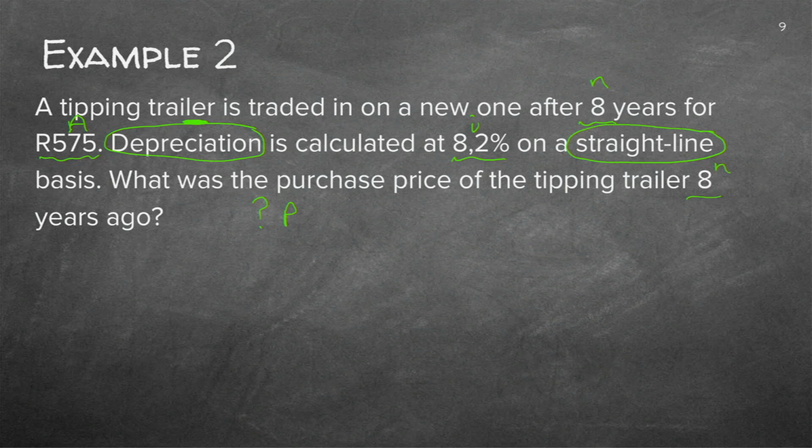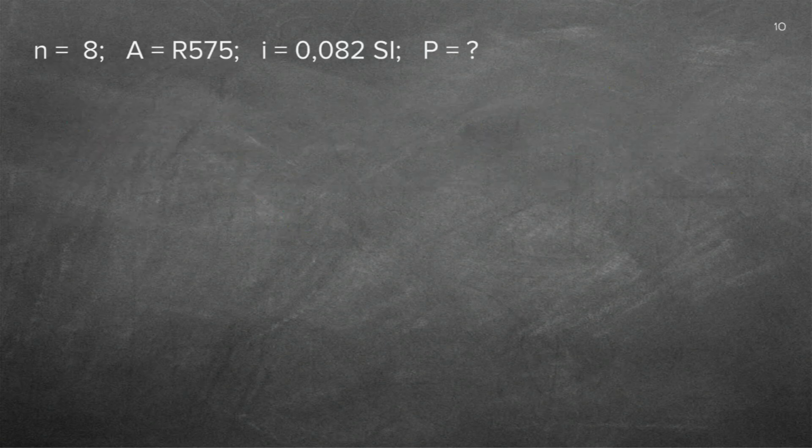8 years ago. So let's quickly tick. There's my A, there's my N, and there's my interest rate. So there's my 3 ticks, and here's my question mark P. That's exactly what I need. 3 knowns and 1 unknown, and I must just pick the right formula. So which formula are we going to pick? The depreciation one. So immediately before we forget, we write down the formula, and we start filling it in.